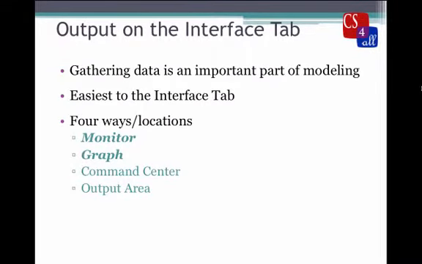So gathering data is an important part of modeling, and the easiest way to do it is using the Interface tab. There are 4 ways or locations on the Interface tab where you can extract data. You can make a monitor, a graph, you can use the command center, or create an output area. This presentation will cover the first 2, monitors and graphs.